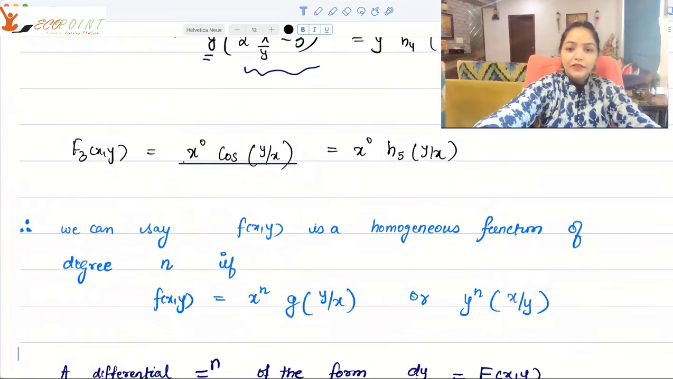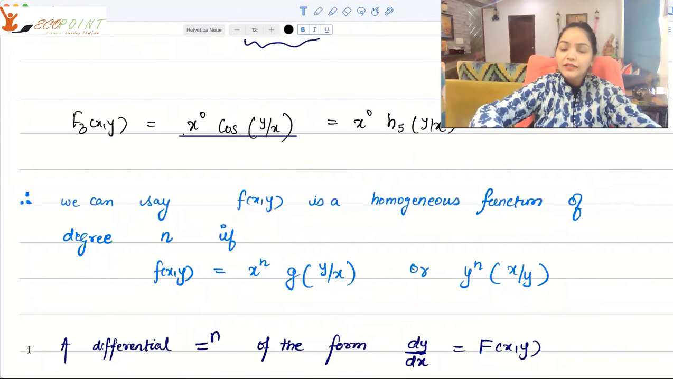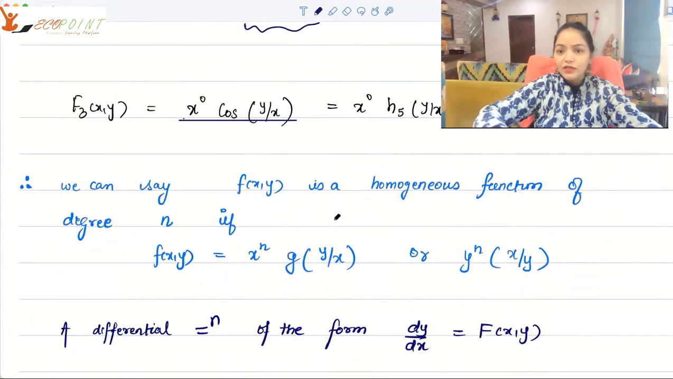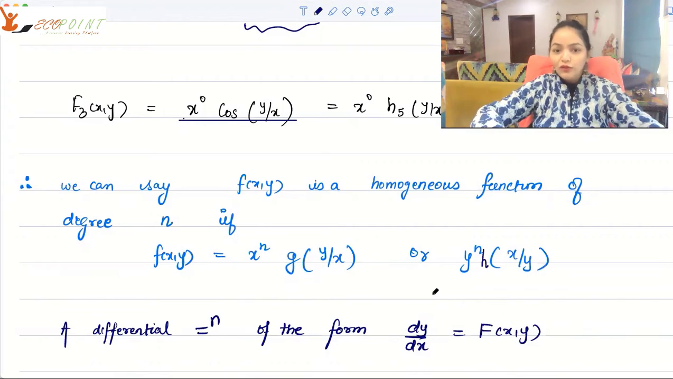So we can say that f(x,y) is a homogeneous function of degree n if f(x,y) can be written as x to the power n times g of y by x, or y to the power n times a function, let me write not just a function of, say, h of x by y. Now, when is a differential equation called homogeneous? This is something that we will learn now.